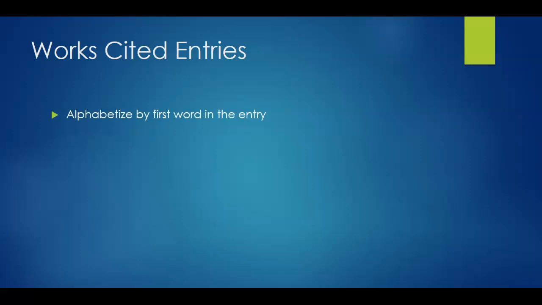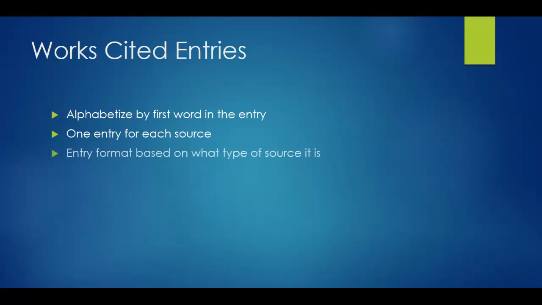The works cited entry, of course, goes on the works cited page. The entries will go in alphabetical order, alphabetized by the first word in the entry. You'll have one entry for each source that you use in your essay. In MLA, we only include sources that are cited in the essay, so that are referenced or used in the essay, on the works cited page.